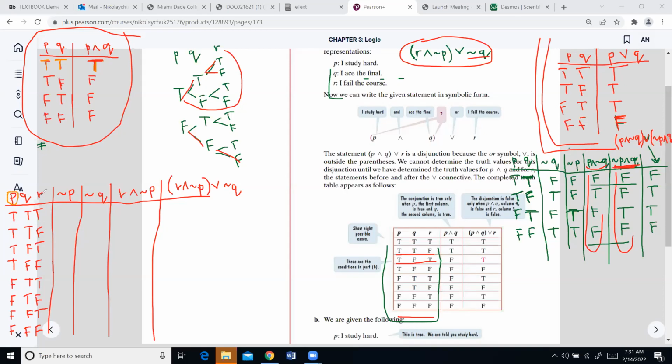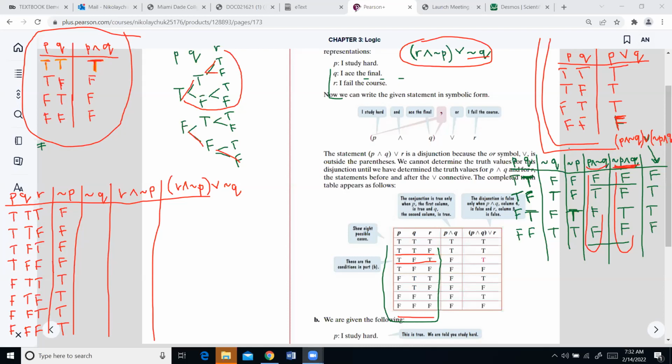I have P to care about because now I need not P. So whatever I see in the P column, I change with F. Please notice that the first 4 will be F's because in the P column, the first 4 are T's. So I change them with F's. And the last 4 will be T's because in my first column, the last 4 are F's. So I always change with the opposite. When we get a negation, we get not that letter. So it's standard.